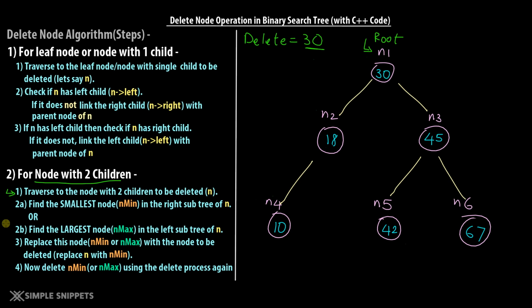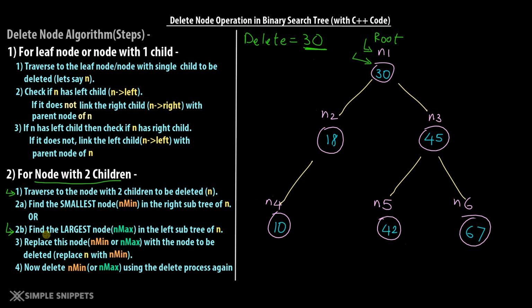Now as I mentioned, there is another way in which we can select a node to be replaced, and that is in 2b, where you find the largest node in the left subtree. So the first step is to traverse to the node to be deleted. Let's say you want to delete 30. You have to traverse to n1. This is supposed to be deleted.